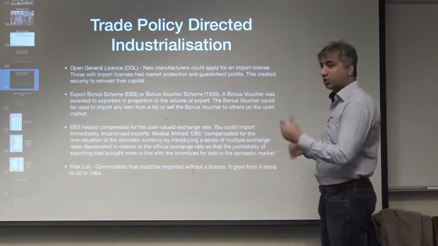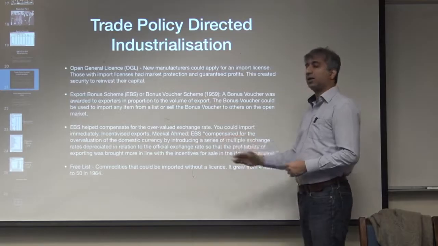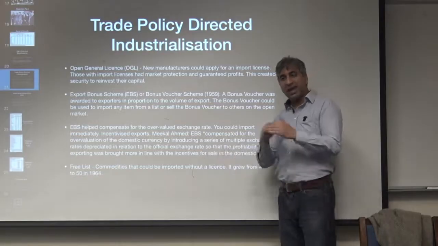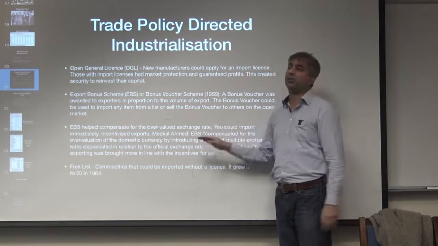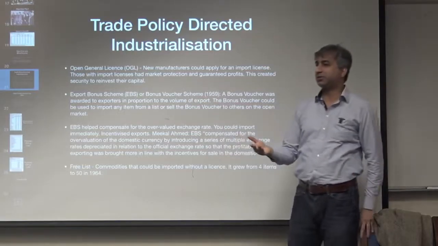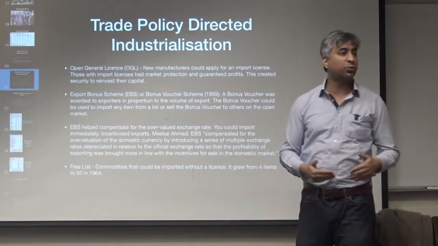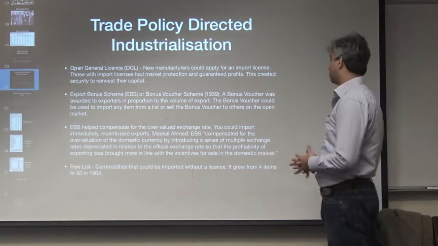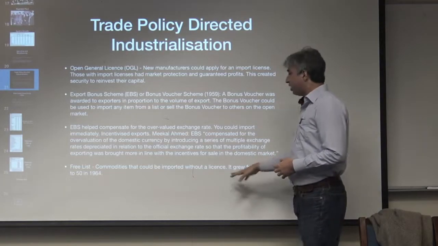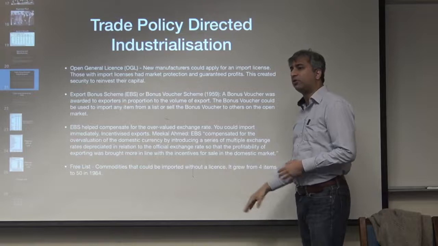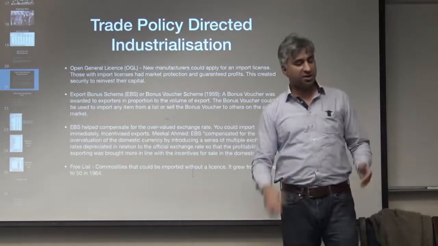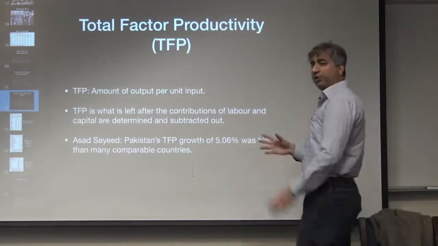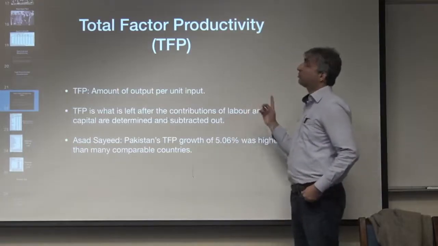The impact this had was that for those people importing and exporting who had the licenses, the actual exchange rate they were facing was different from the official exchange rate. So the government, in a certain sense, was compensating exporters by giving them these vouchers. It was promoting exports by doing that. They also created a free list of things that you didn't need a license for. This rose from 4 to about 50 commodities that you could import or export anytime.